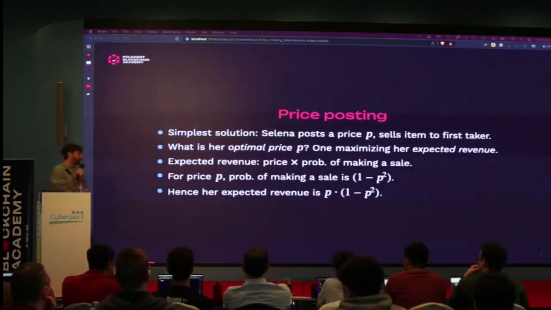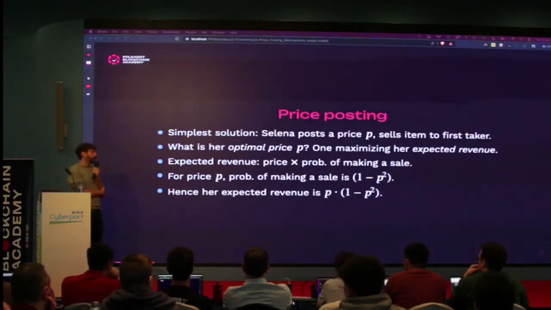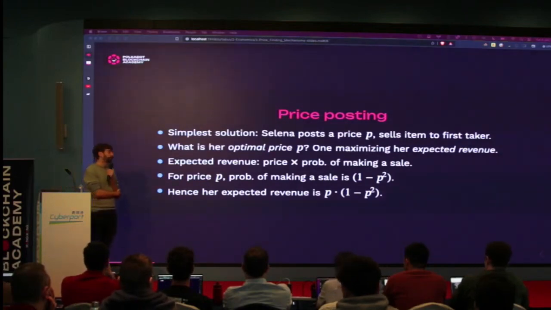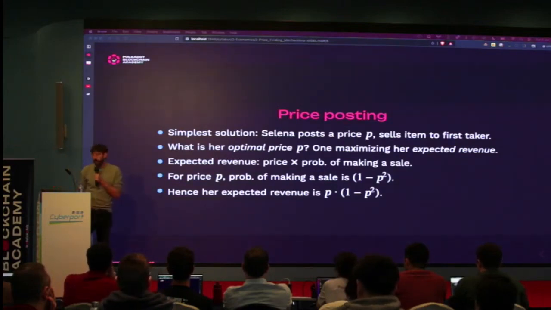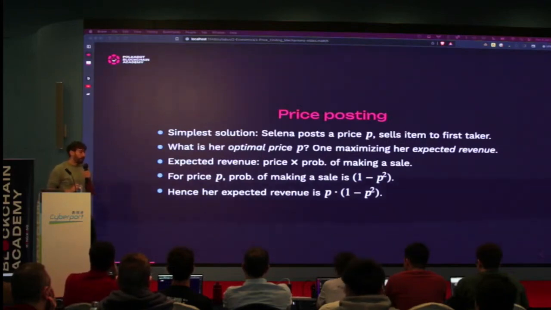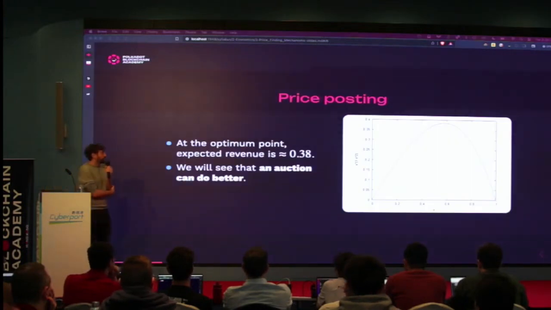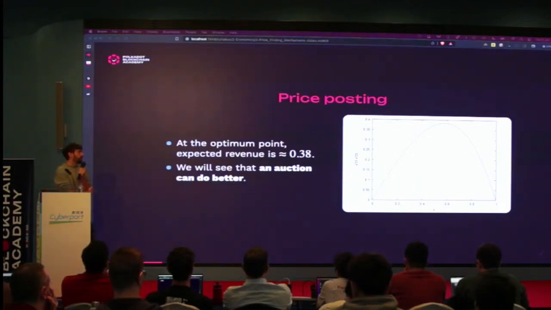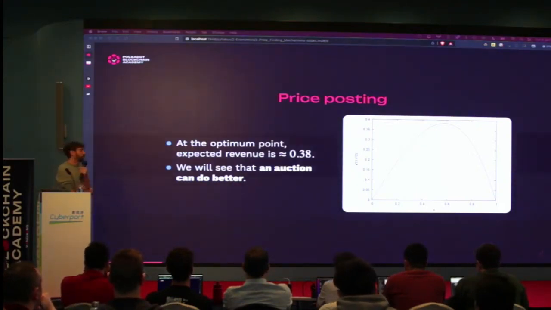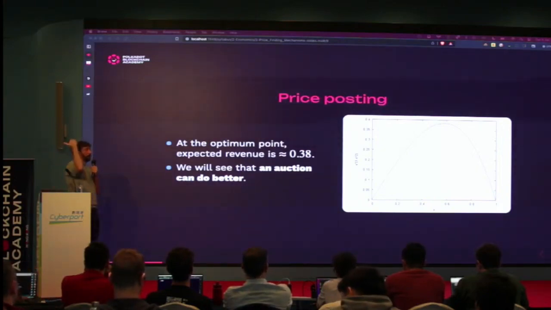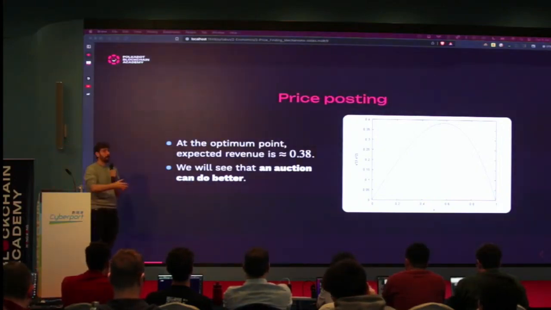And now if we want the expected revenue, we have to multiply that by p. And then we maximize it for the optimal p, which I briefly showed in the Cournot example. It's actually quite easy. You will see in the notes if you take a look. And then you will see that at the optimum, the expected revenue is 0.38. So we will see that we can actually do better with an auction, right? This is simply her posting a price and maximizing her expected revenue.